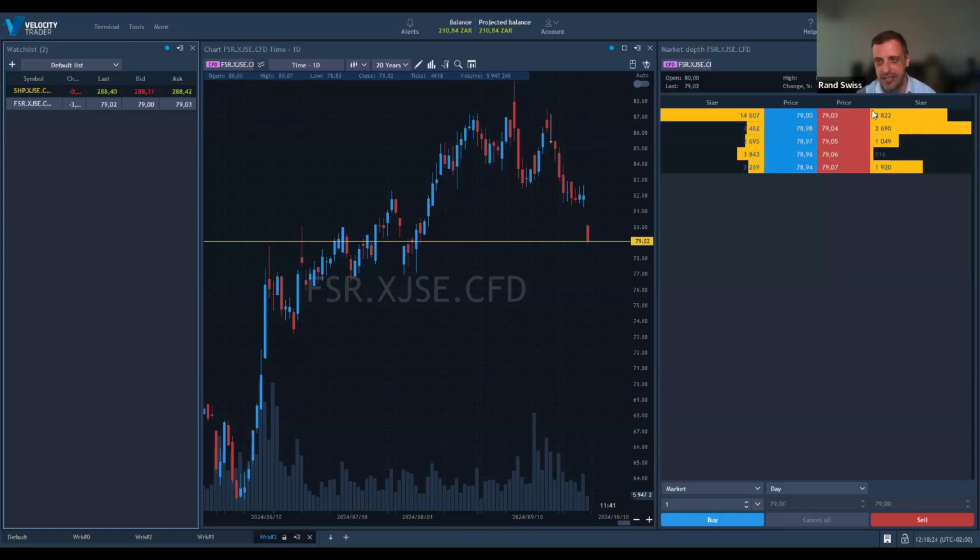And of course, this is the other side. These are people looking to sell. So here is a person or people looking to sell 2,822 first rand shares at 79 rand and 3 cents. So that is what market depth is. It's showing you the top 5 orders currently on the JSE order book.